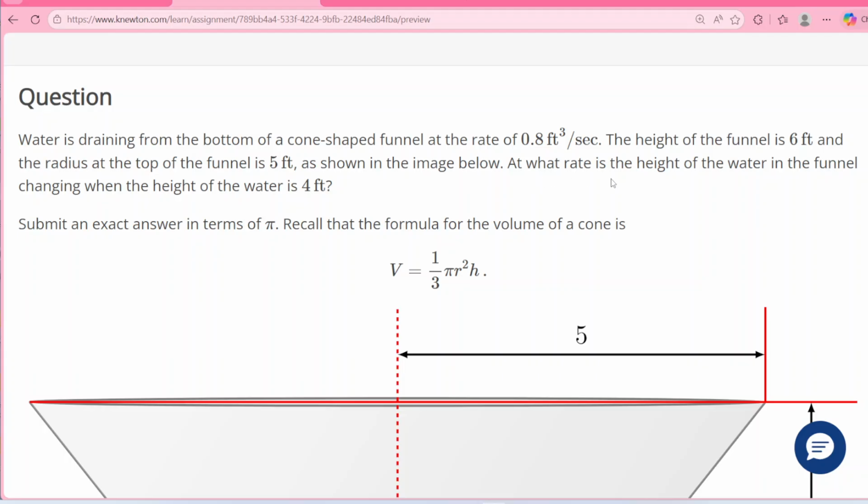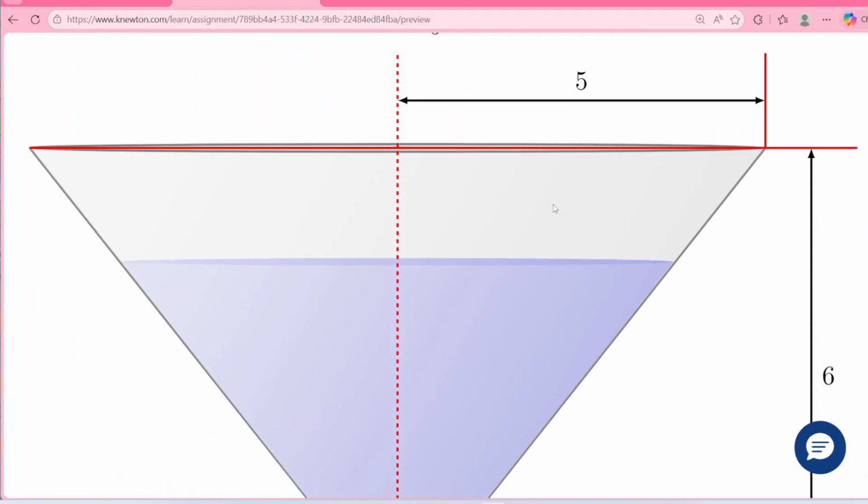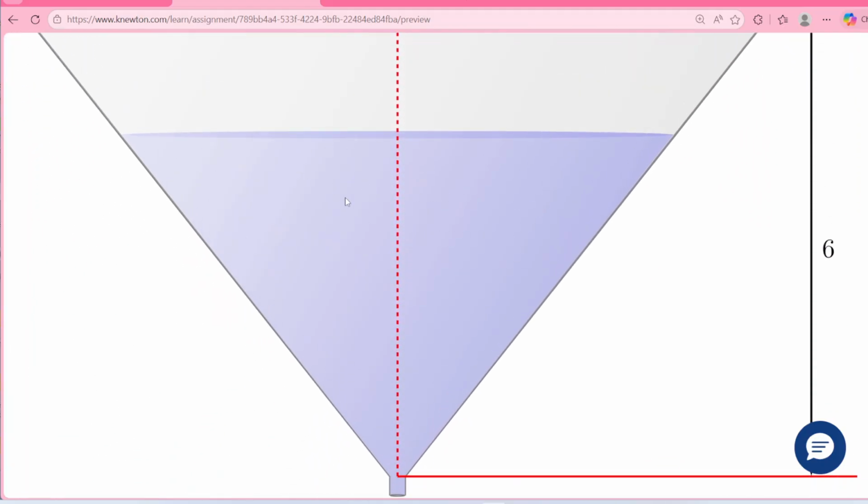At what rate is the height of the water in the funnel changing when the height of the water is 4 feet? So there's a blue area, the water in the funnel. Of course, if you're draining the water out, that means the volume is decreasing, so that'll be a negative rate of change. Clearly, then the height would be decreasing, and this circle on top would be getting smaller, the radius would be decreasing. So lots of things are changing here as time goes on.